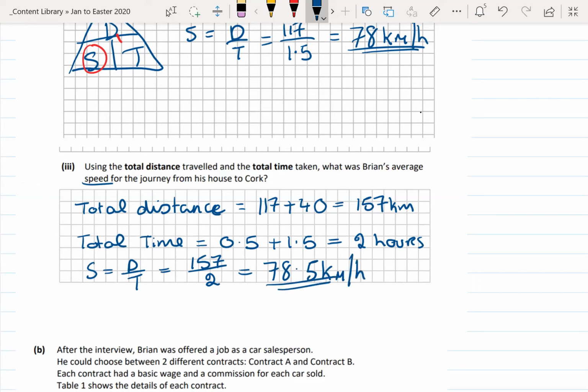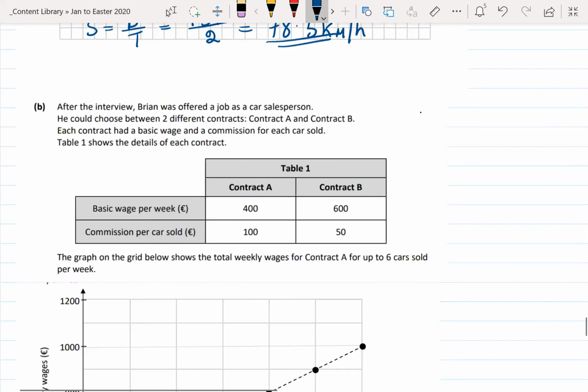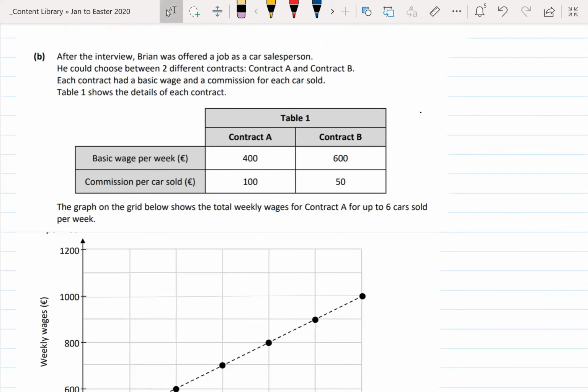Okay. Now, after the interview, Brian was offered a job as a car salesperson. He could choose between 2 different contracts, contract A and contract B. Each contract had a basic wage and commission for each car sold. So a commission is money you get for every car you sell. Okay, it's an incentive. It makes you want to sell more.